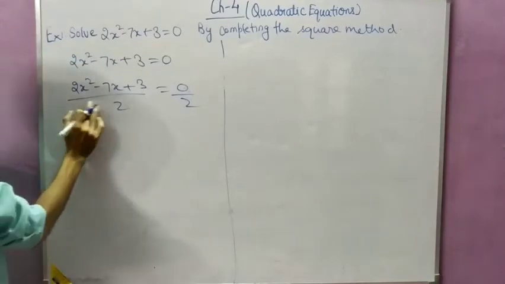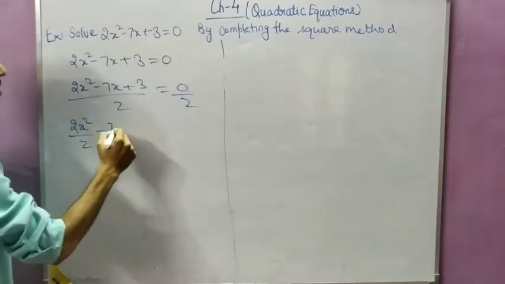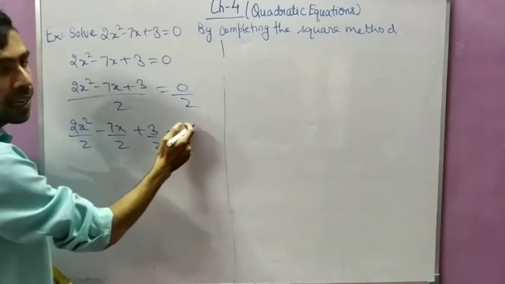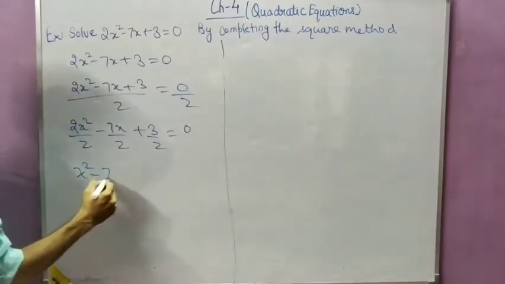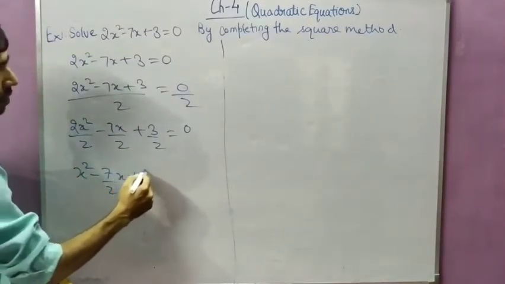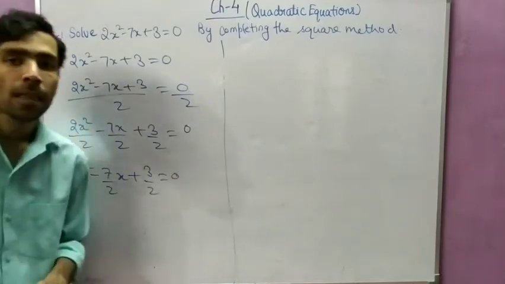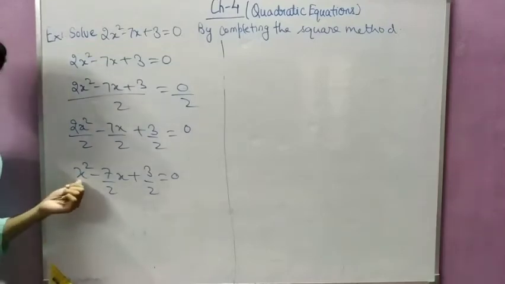Now write each term separately. So 2x square by 2 minus 7x by 2 plus 3 by 2, and 0 divided by any number is equal to 0. So it will become x square, minus 7 by 2x, and 3 by 2. So by doing that we have made the coefficient of x square 1. Now the coefficient of x square has become 1.